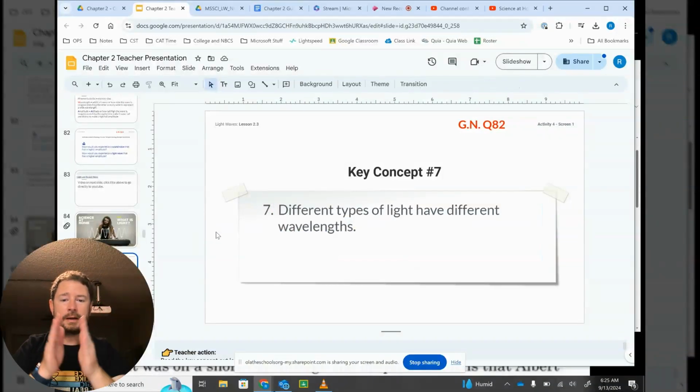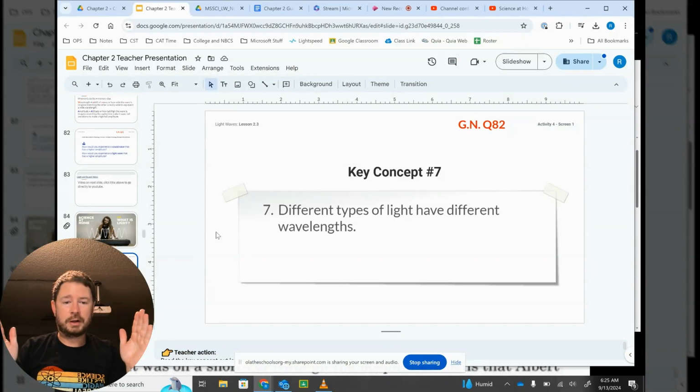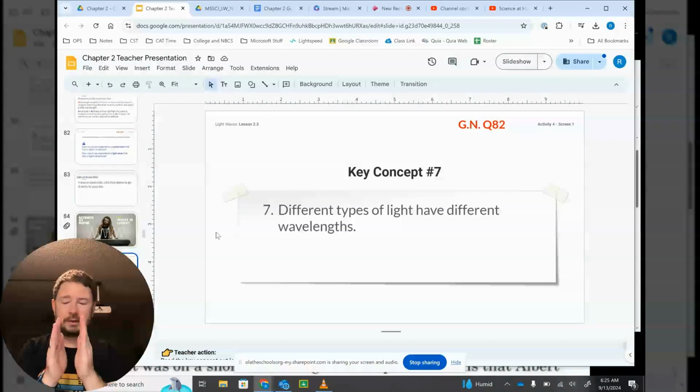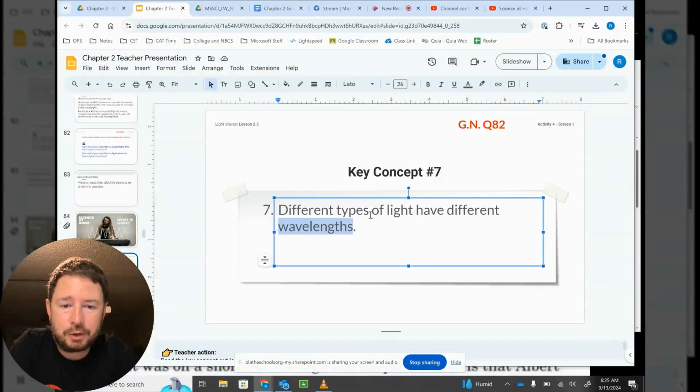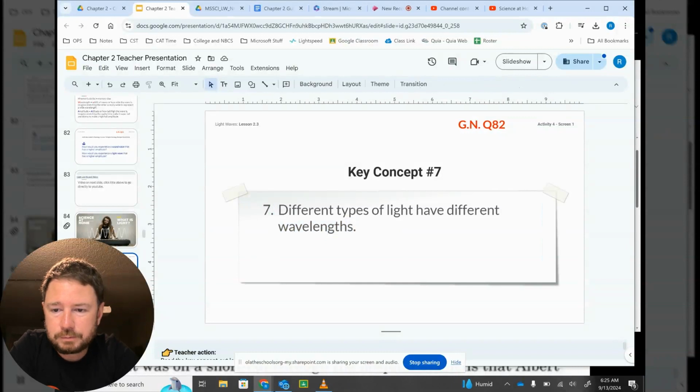Colors like red have long wavelengths. As you go down the rainbow, orange, yellow, green, blue, indigo, violet, the wavelengths get smaller and smaller. Once you hit violet, if you go even smaller, you get to ultraviolet. You can't see that, but it's smaller than violet. And then if you go even smaller, you get X-rays and gamma rays. So the width, the wavelength, determines the type of light.